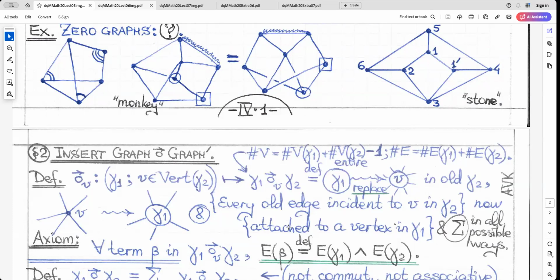Another edge from the rest of gamma 2, initially coming to this vertex V, also goes via the Leibniz rule over all of the vertices of gamma 1 inserted. And still another edge, independently from all that was previously said, attaches to vertices of gamma 1. So every edge initially incident to a vertex V now runs over all of the vertices in the graph gamma 1.